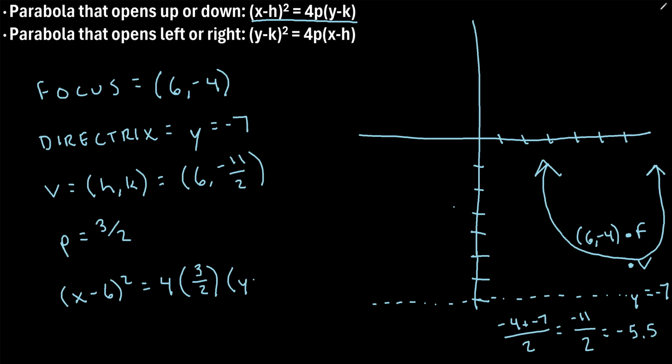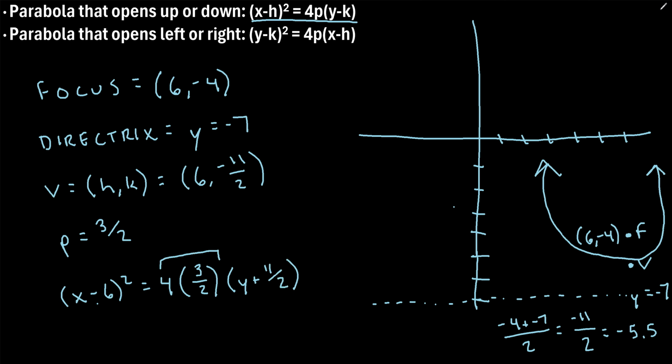And then we have y minus k. So k is -11 halves. So y minus -11 halves, we can write that as y plus 11 halves. So we just need to simplify this part of the equation right here.